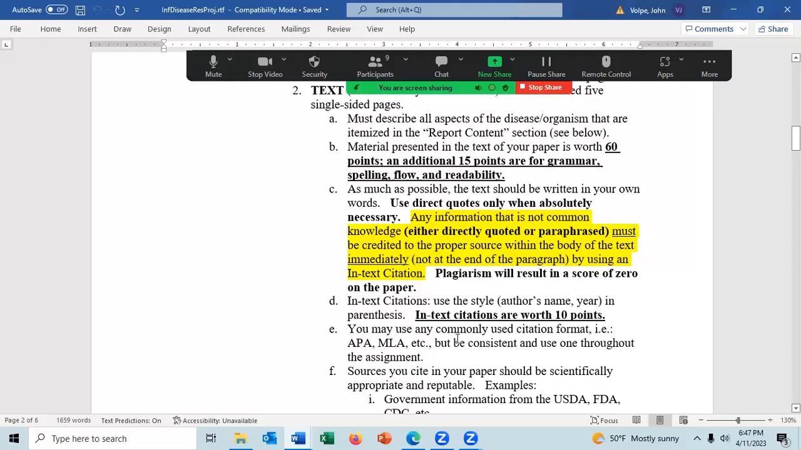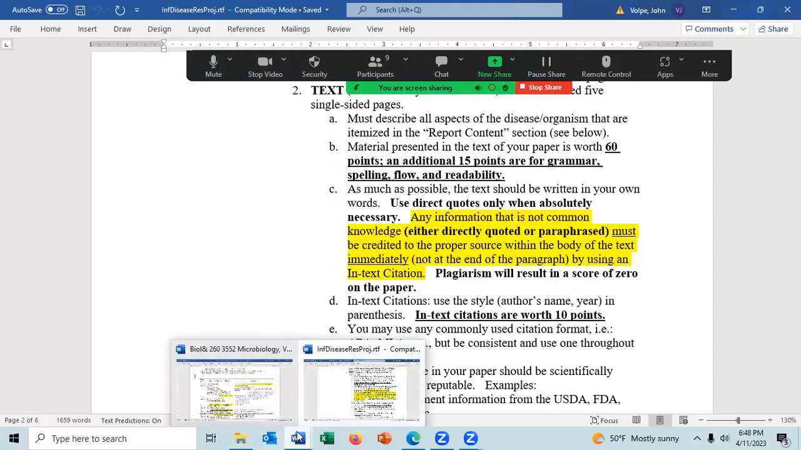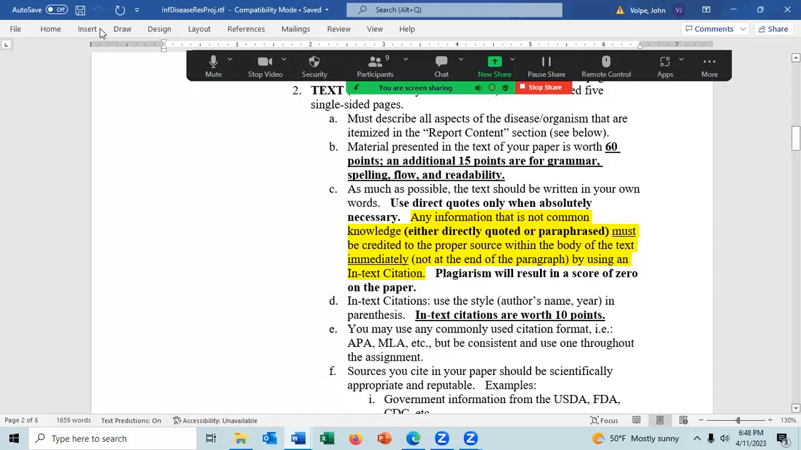You should use in-text citations. You use an in-text citation whenever you use a fact that is not commonly known. For example, I cannot tell you how many people have died in the United States from COVID-19, but let's say you give that number, after that number, you should give an in-text citation for where you got those figures.